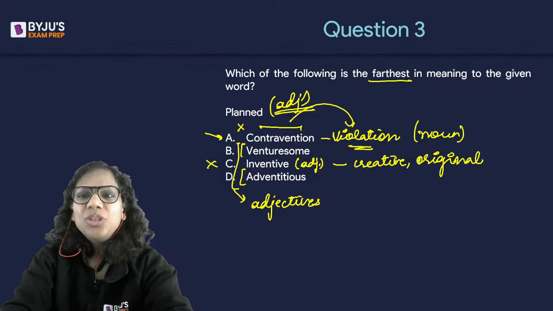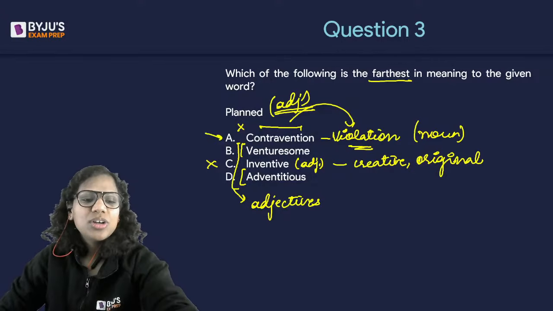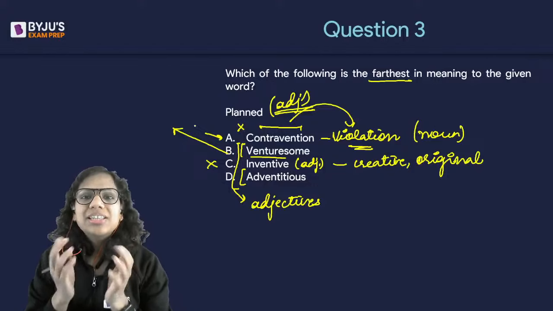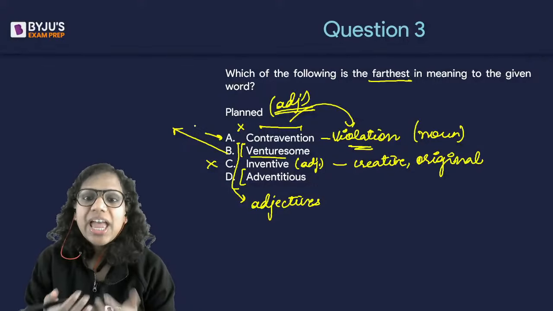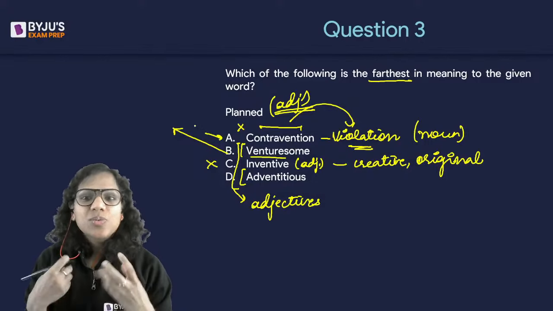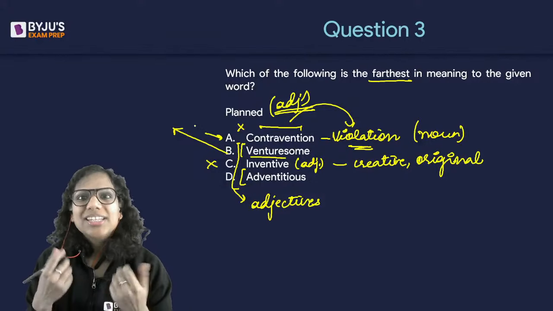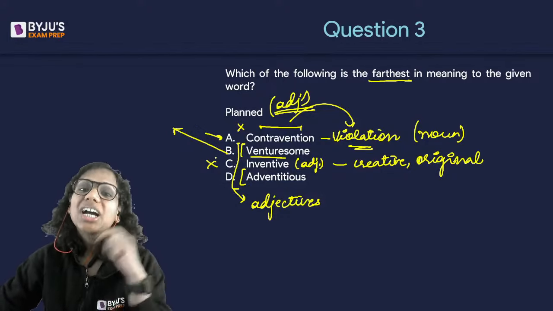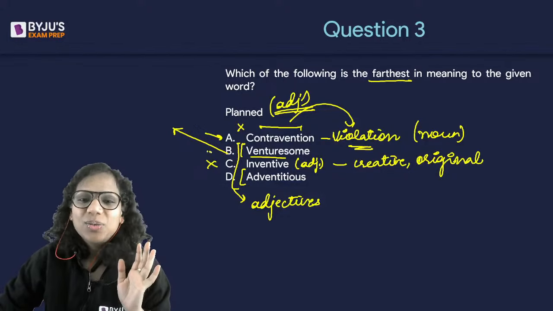So, associate it with venture. People call their startups their ventures. So, venture is something that you take risk for. And a venturesome person is a person who is likely to take risks, who is willing to take risks, right? Who gets excited by taking risks. So, that person is a venturesome person. Again, it's not related to unplanned.